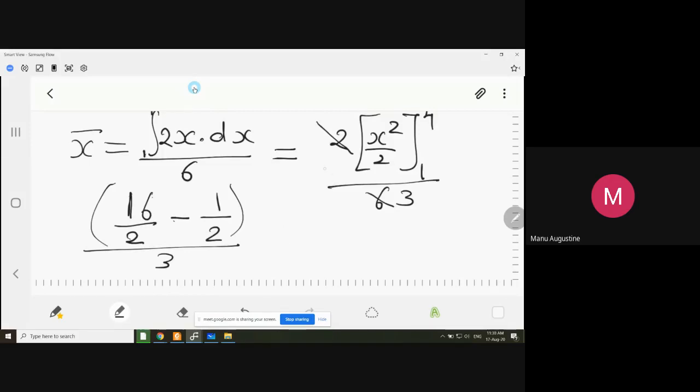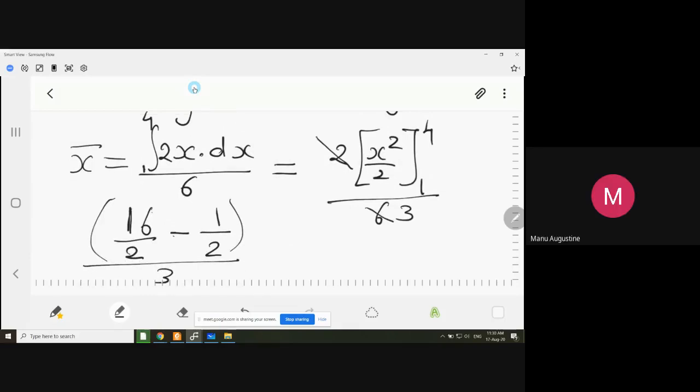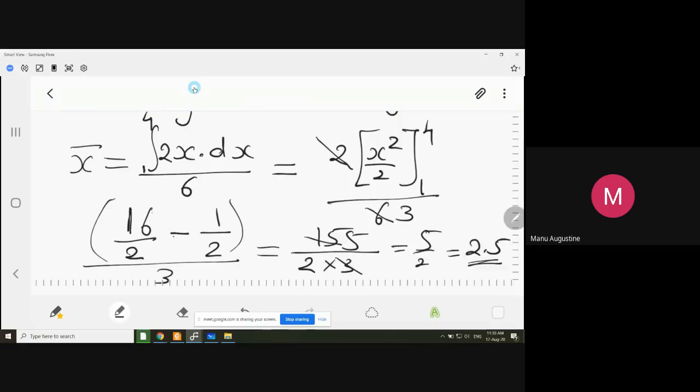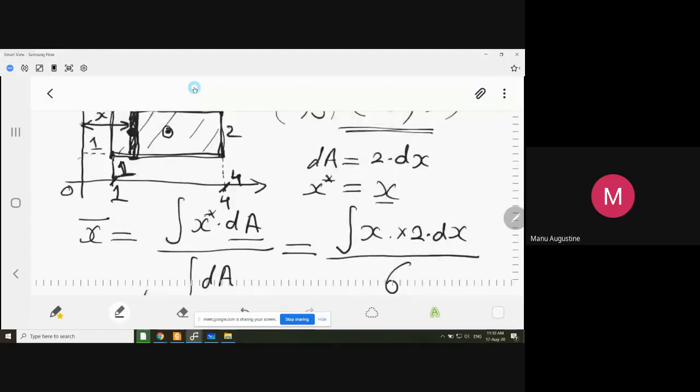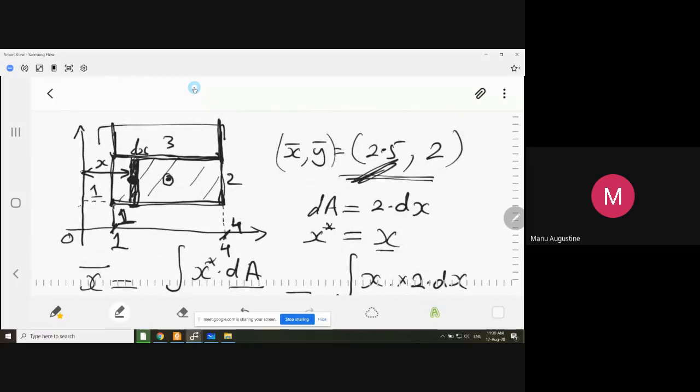Simple integration, sir. Yes, sir. So this will be 15 by 2 into 3. That is 5 by 2. That is 2.5. Is it correct or not? X bar is 2.5. Yes, sir, the integration formula gives you the same answer.